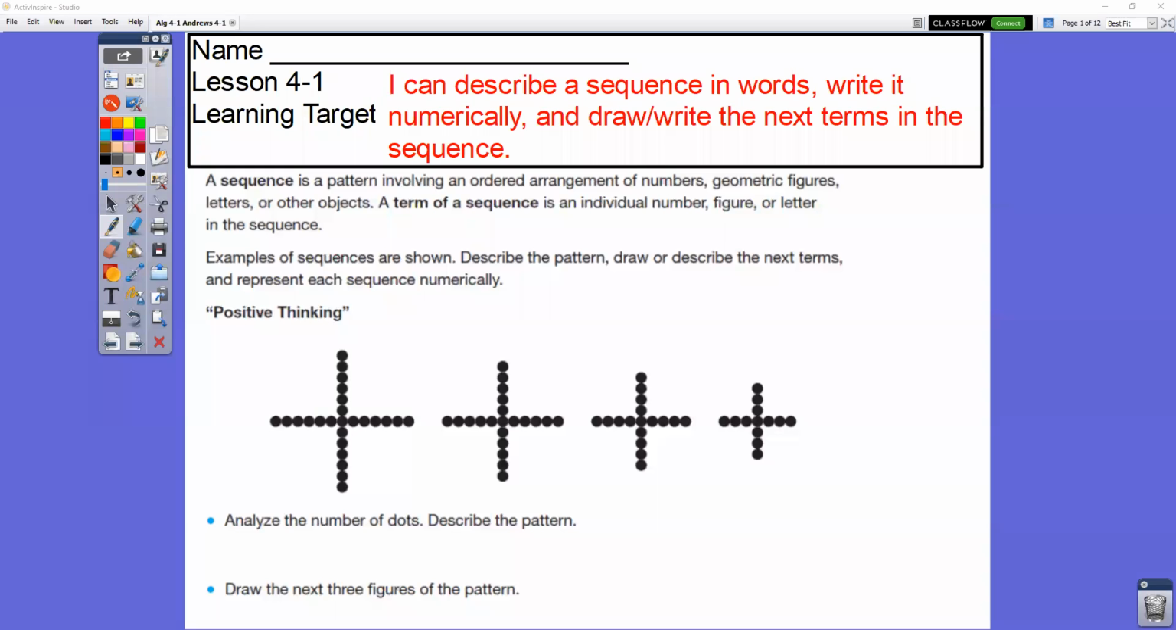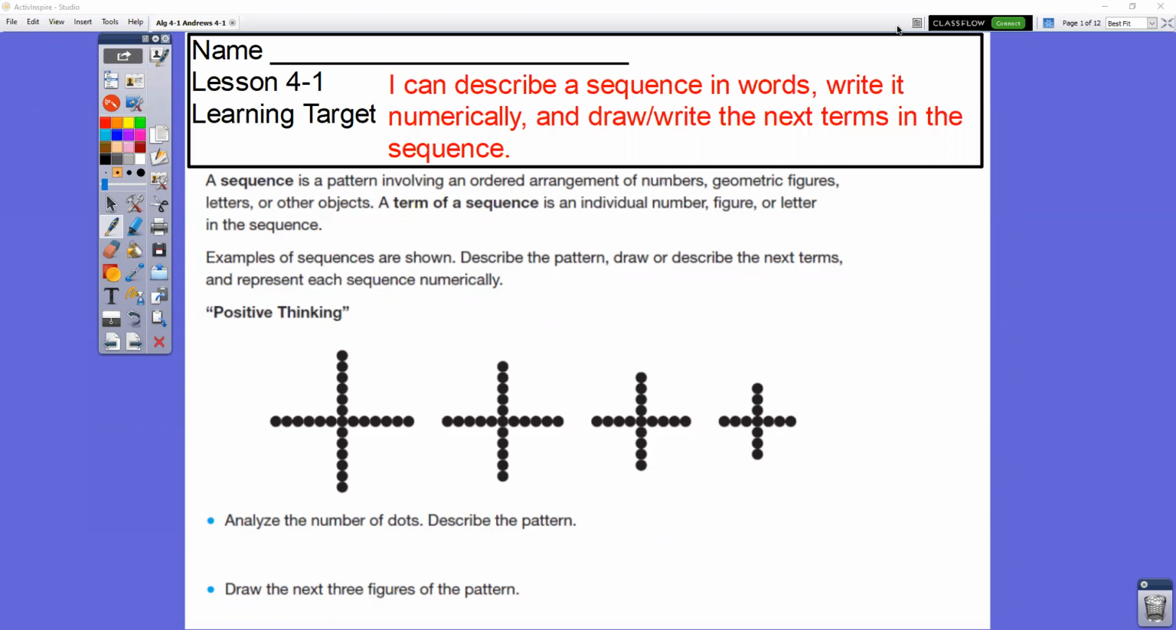So this is a lesson for 4-1. What we're really focusing in on today is picture patterns, all right? The learning target: I can describe a sequence in words, write it numerically, and draw or write what the next terms in the sequence look like.